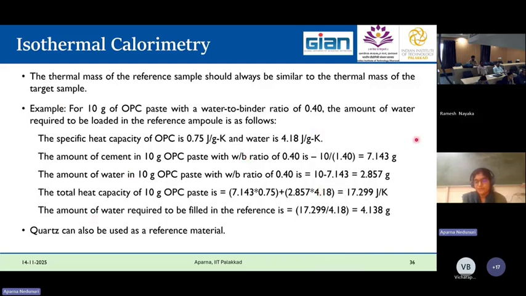As I said earlier, it need not be water as an inert material. You can also prefer quartz as an inert material. But quartz will have a different specific heat capacity, which should be accounted for.